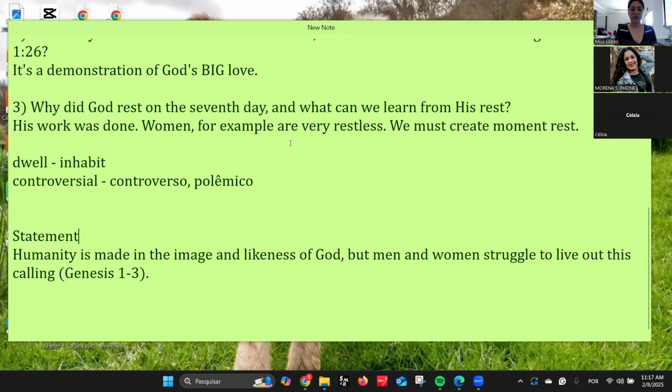Então a gente vê, como já foi lido, né? Humanity is made in the image and likeness of God, but men and women struggle to live out. Live out é viver, né, viver de forma plena ali, né? Live out this calling. Do you agree with this statement or you don't agree, and why?